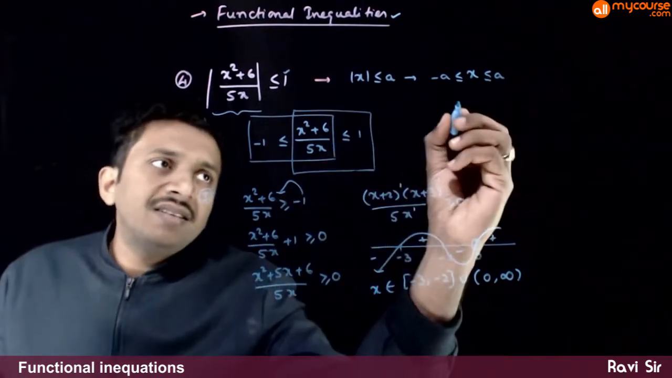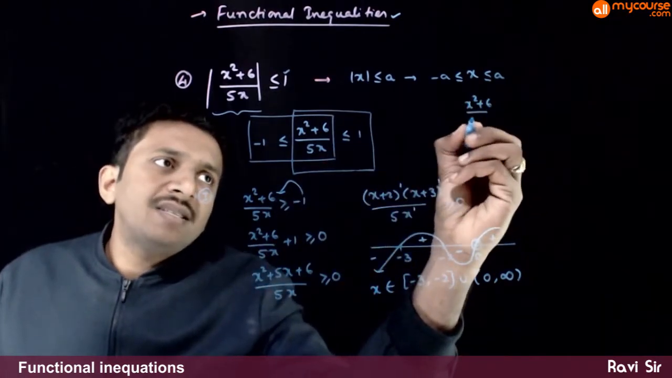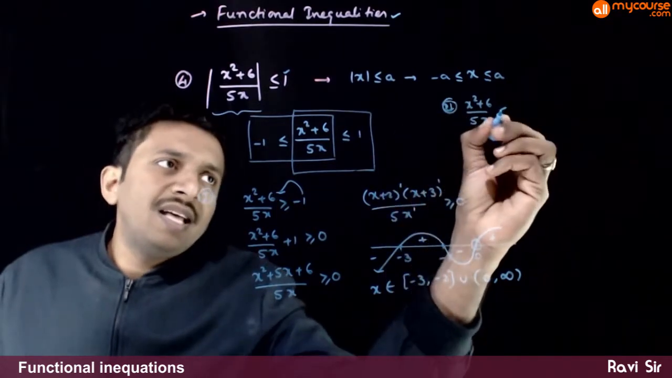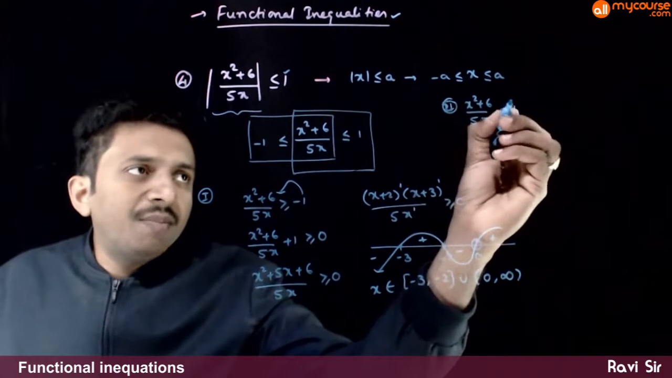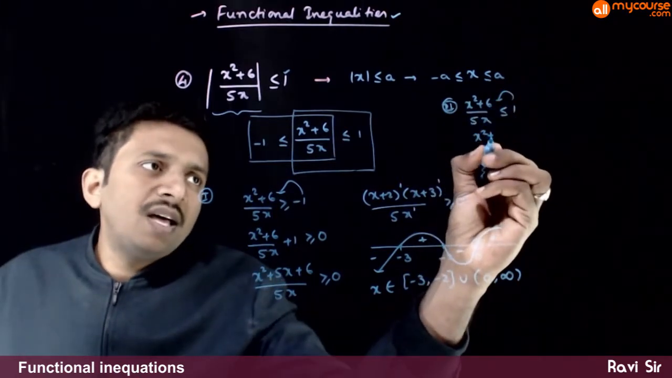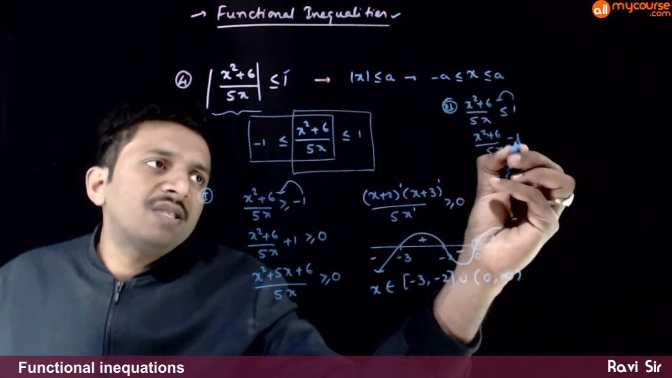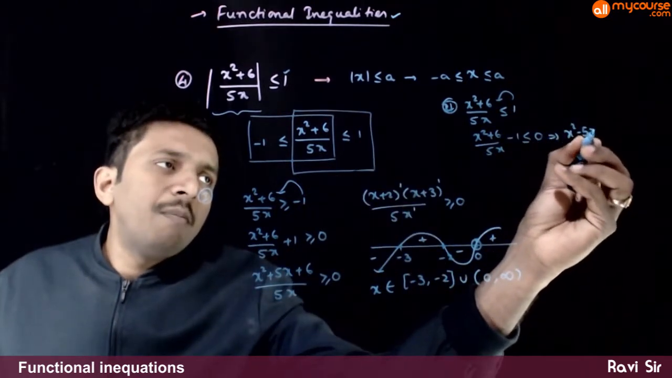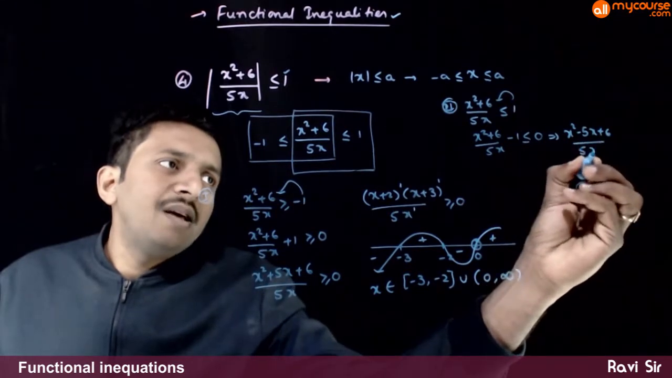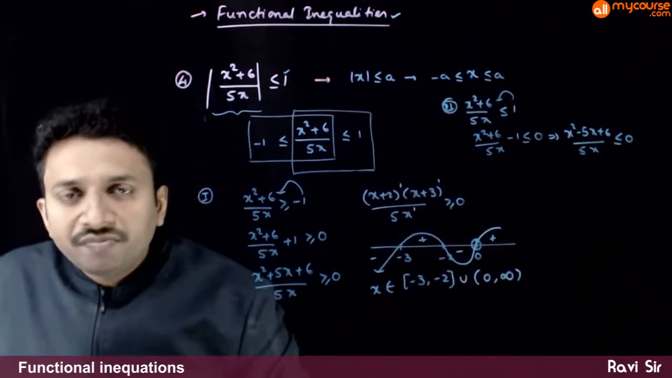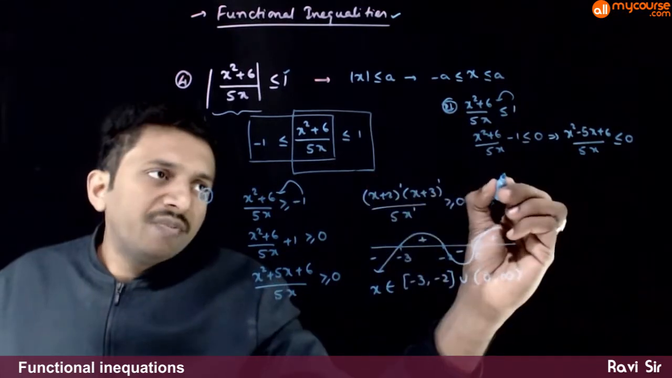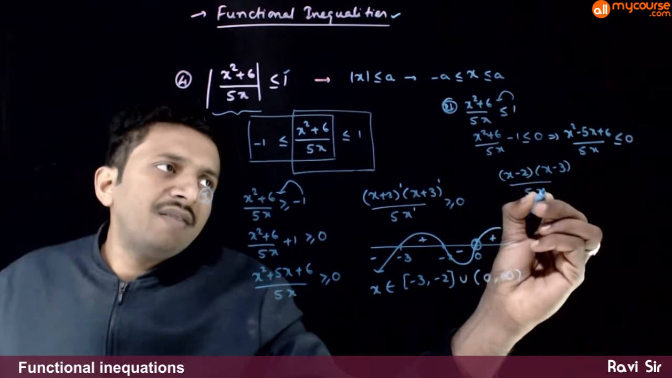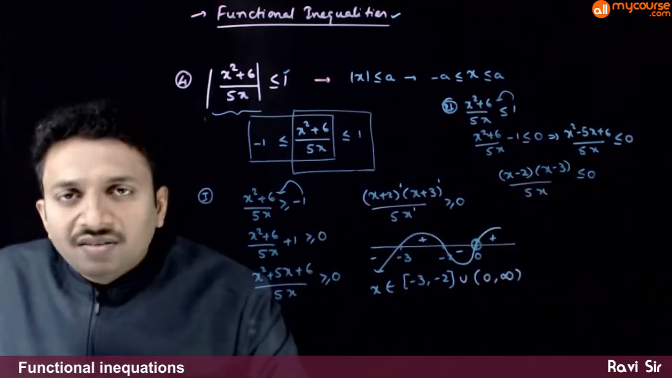Next let us take the second case. x square plus 6 by 5x is less than or equal to 1. Again, I bring this 1 onto this side. x square plus 6 by 5x minus 1 less than or equal to 0. This implies (x square minus 5x plus 6) by 5x less than or equal to 0. Again, I'll factorize the numerator. (x minus 2)(x minus 3) by 5x less than or equal to 0.